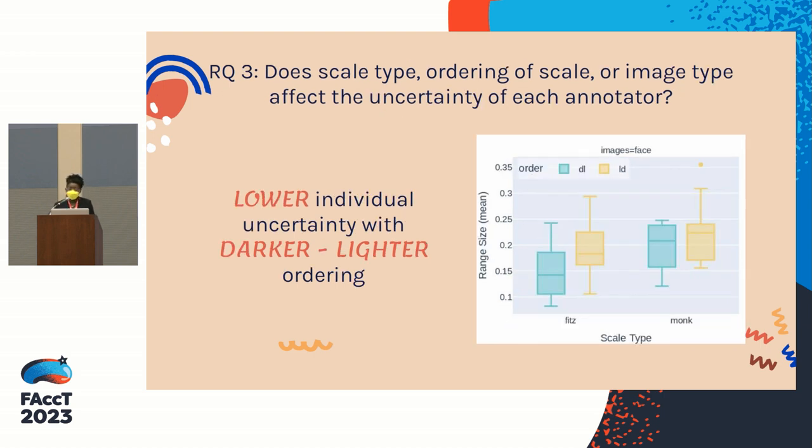Thirdly, we looked into how the scale type, ordering of the scale, or image type affect the uncertainty of each individual annotator. And this is my most exciting finding, I would say, that there's actually lower individual uncertainty when the scale was ordered from darker to lighter. And this goes deeper into how the idea of the social stratification of skin tone is embedded in the perspectives of annotators and designers alike, that potentially reconfiguring the ordering, when it's ordered from darker to lighter rather than lighter to darker skin tones, may challenge the annotator and allow them to annotate with more intentionality and consider the weight of their annotations.